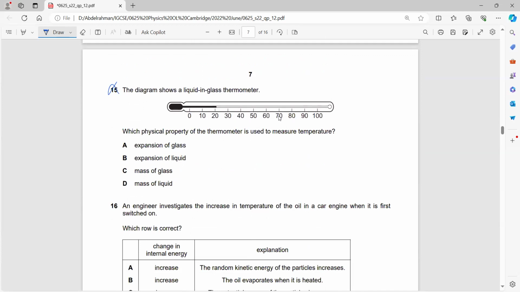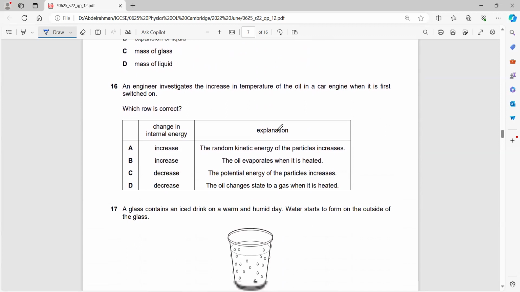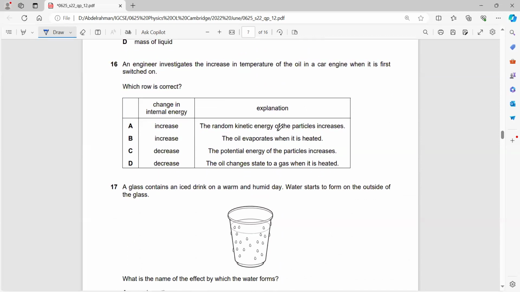Liquid in glass thermometer. An engineer investigates the increasing temperature of the oil. Which row is correct? The change in internal energy, when it increases, yes. As it increases, what happens to the kinetic energy of the particles? It also increases. Yes, this is true.